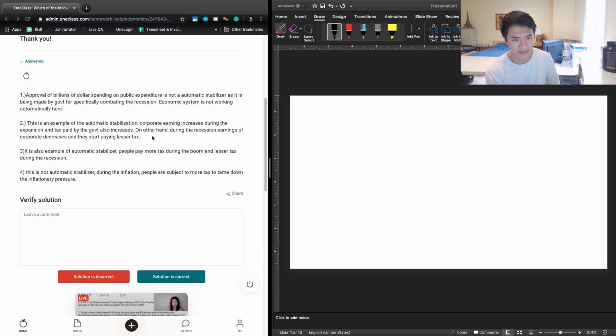previous tutor. Number 1 says approval of billions of dollars spent on public expenditure is not an automatic stabilizer as it is being made by governments for specifically combating the recession. So it's not working automatically here. So yeah, that's a good answer. Number 2 says this is an example of the automatic stabilization.